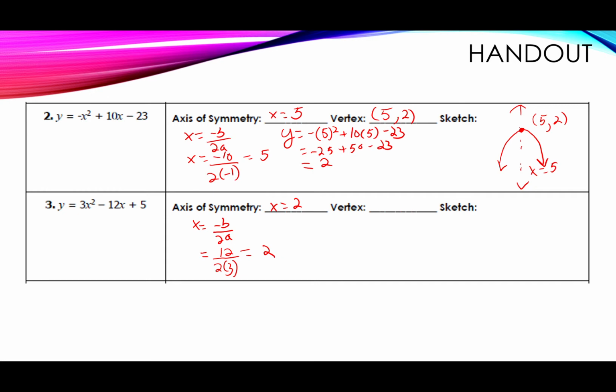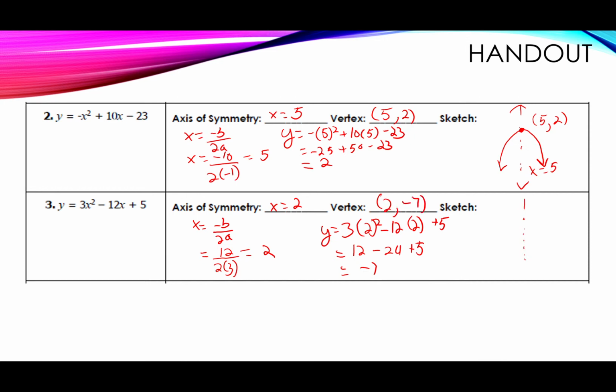My vertex lies on my axis of symmetry. And so I'm looking for where y equals 3 times 2 squared minus 12 times 2 plus 5. So 2 squared is 4. 4 times 3 is 12, minus 24, plus 5. 12 minus 24 is negative 12. Negative 12 plus 5 is negative 7. So the vertex is 2, negative 7.